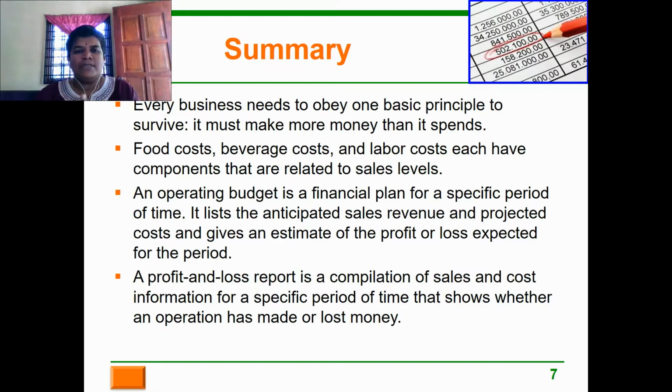An operating budget is a financial plan for a specific period of time. It includes the anticipated sales revenue and projected costs and gives us an estimate of the profit and loss expected for a certain period of time. A profit and loss report is a compilation of sales and cost information for a specific period of time that shows whether an operation has made or lost money.